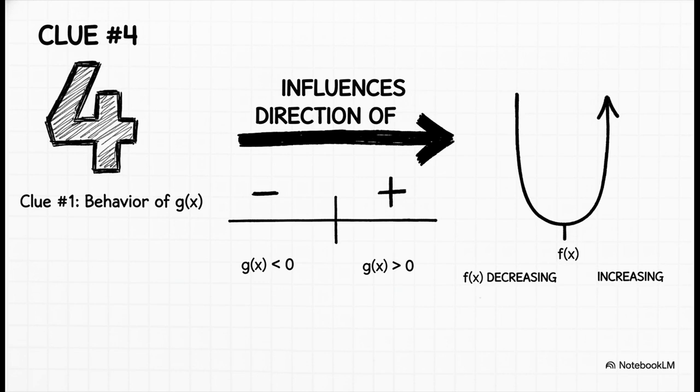The sign of the derivative tells us which way the function is heading. And since we now know the derivative sign depends entirely on g of x, we can use our discovery from clue number 1 to know exactly when f of x is going down and when it's going up.